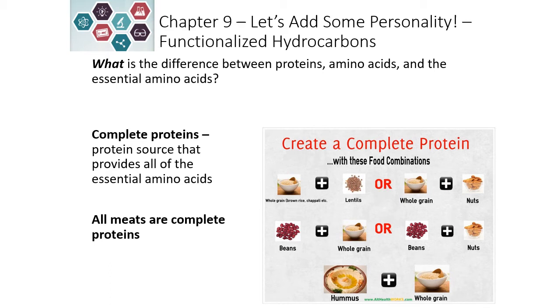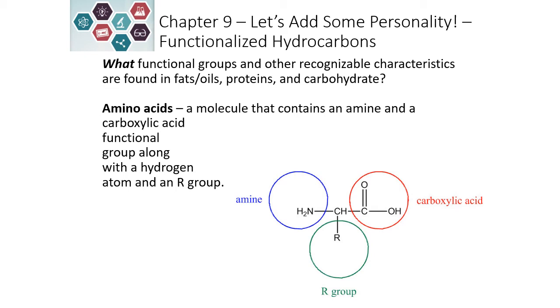A way to get these is if you're eating whole grain rice, lentils, or you could choose whole grains with nuts. That would also get you a complete protein. You'll notice many dishes that become popular in society contain combinations of these ingredients. You could have whole grains and beans, or beans and nuts. You could do hummus and whole grains. By combining these different food groups, you end up with those complete proteins that are required by your body.